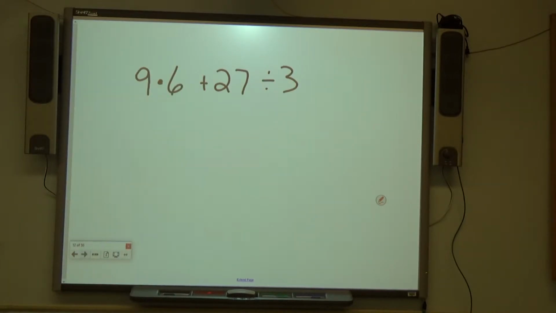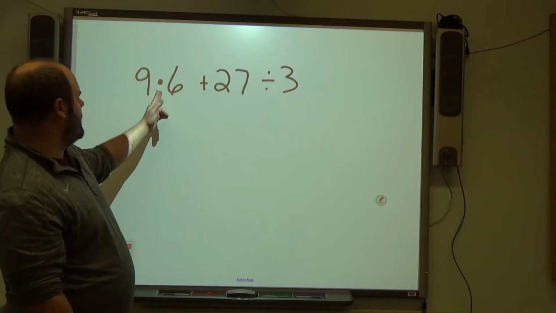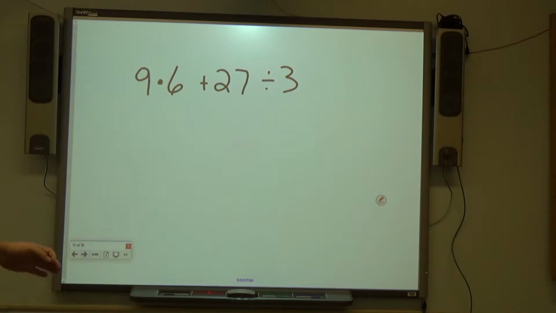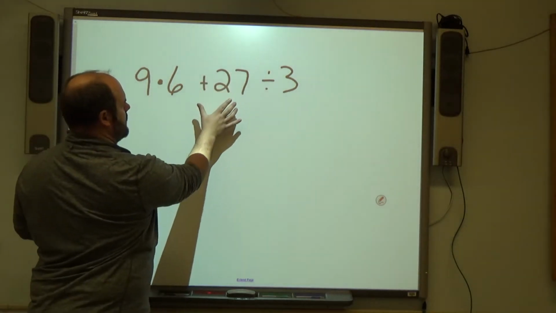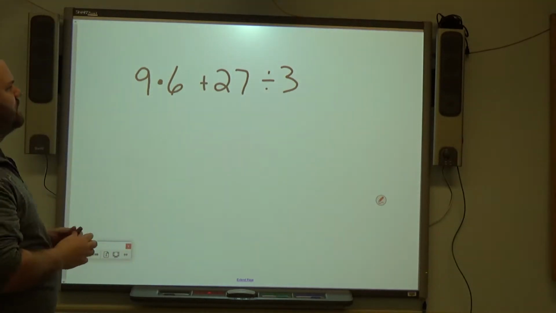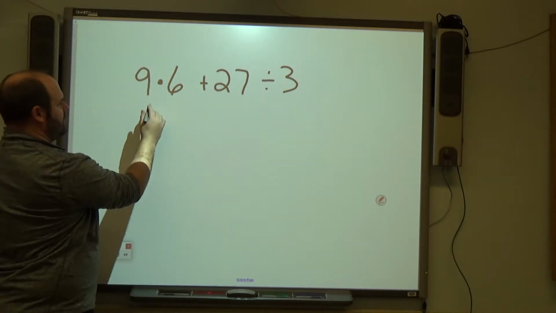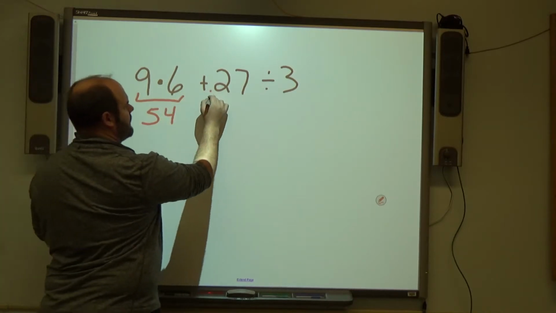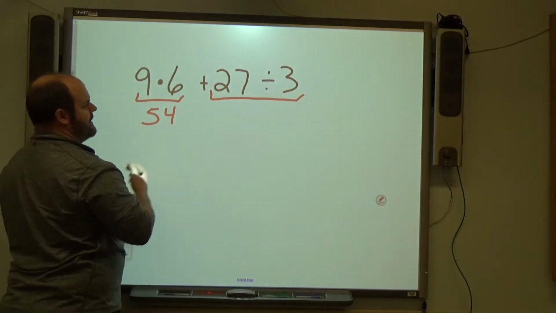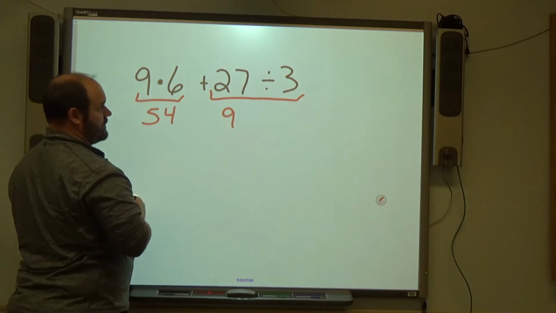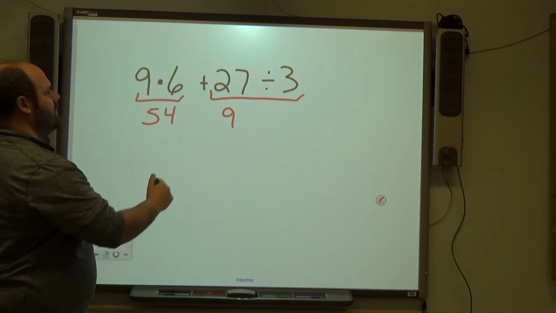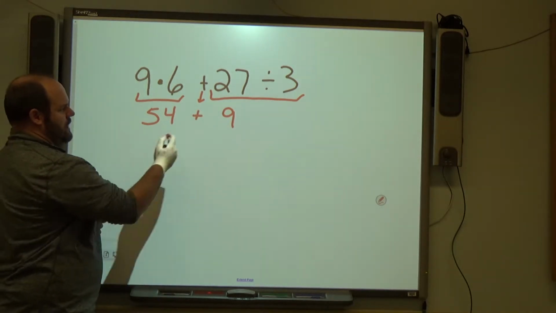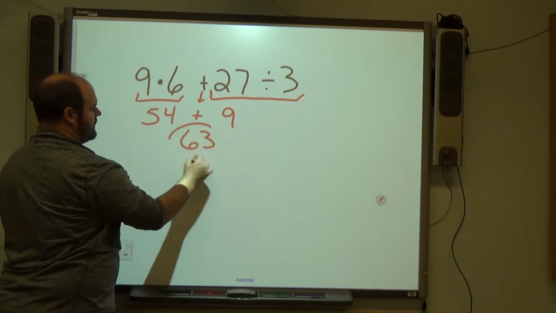Okay, your next problem. As you can see, I have some multiplication, I have addition, and I have division. Luckily they are separated by a number in the middle. So I am going to multiply 9 times 6, and I know that is 54. I also have a division in the back. 27 divided by 3 is 9. I'm going to bring down my plus sign, because that does not go away. And now I add them together to get 63.